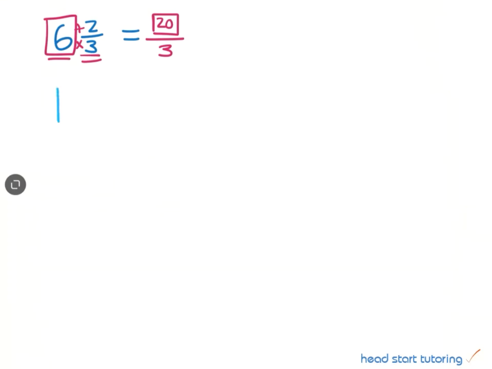If we have a look at 1 and 3/5, we need to multiply our 1 by 5 to get 5, plus our numerator to get 8. That is our new numerator, and then our denominator will always just be the same. So our denominator stays as 5, so 1 and 3/5 as an improper fraction is equal to 8 over 5.